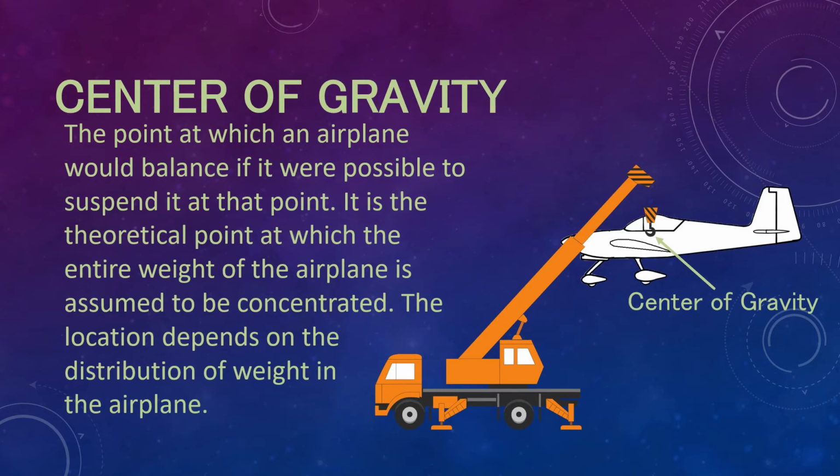The center of gravity of an airplane is something that is calculated before every flight. It is where the entire weight of the airplane is assumed to be concentrated, or in other words, the point at which an airplane would balance if it were possible to suspend it at that point. From a practical perspective, the location of the center of gravity depends on the distribution of weight in the airplane. There are a couple different ways to express the center of gravity of an airplane, and we'll cover those in videos on calculating weight and balance.